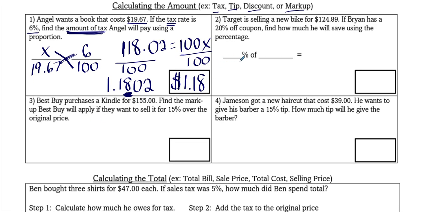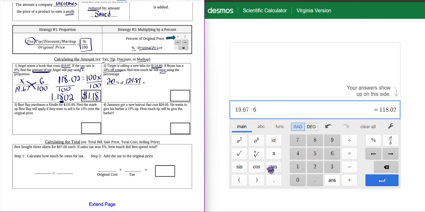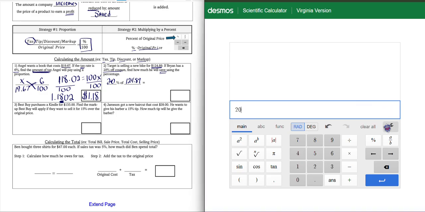Strategy number 2 is really just using the percent directly and multiplying it by the original price. So Target is selling a new bike for $124.89. Brian has a 20% off coupon. How much will he save? That is just looking for the discount amount. We're going to do 20% of $124.89. So we type 20%. Automatically the word of pops in there, and it's going to multiply those for us. So the final amount that he saves is 24.